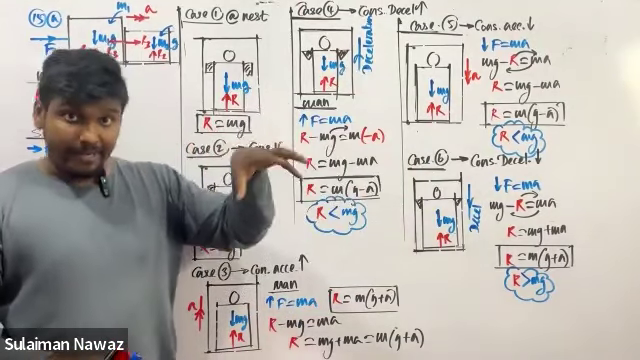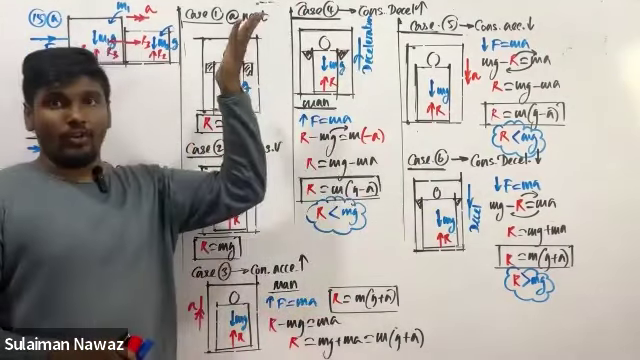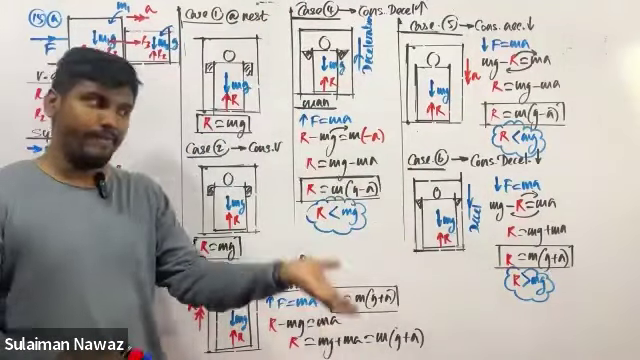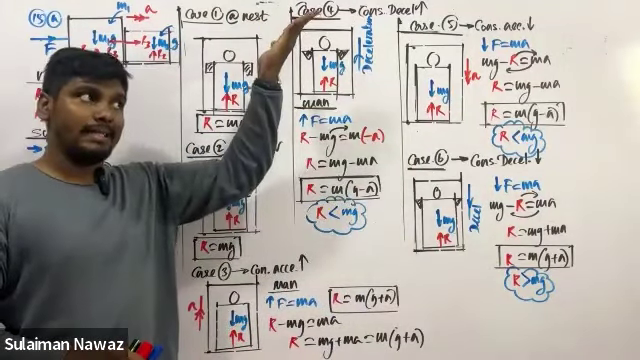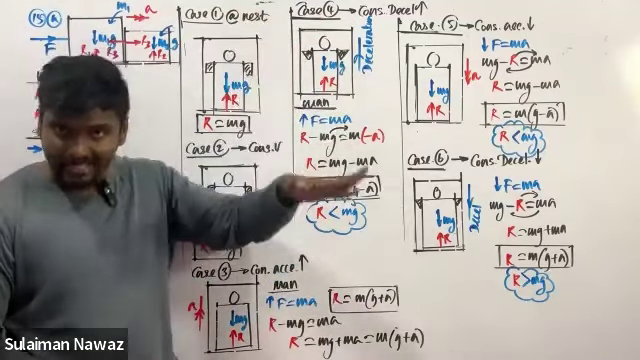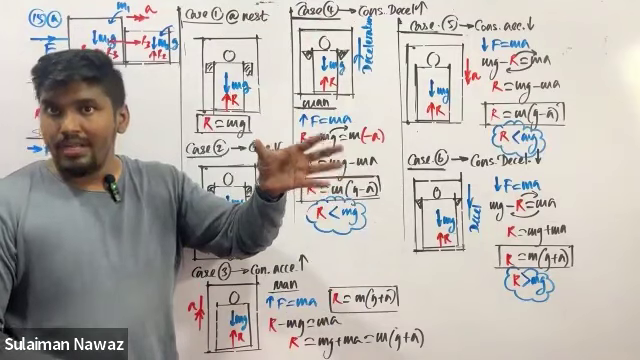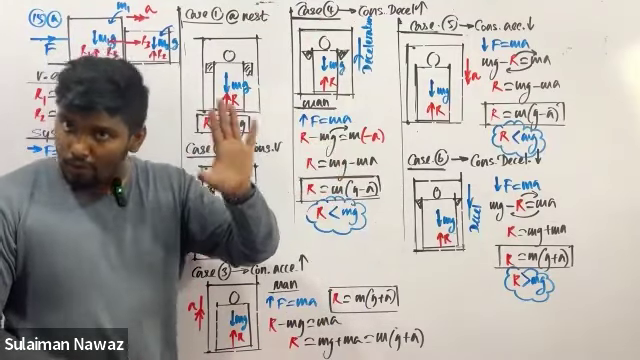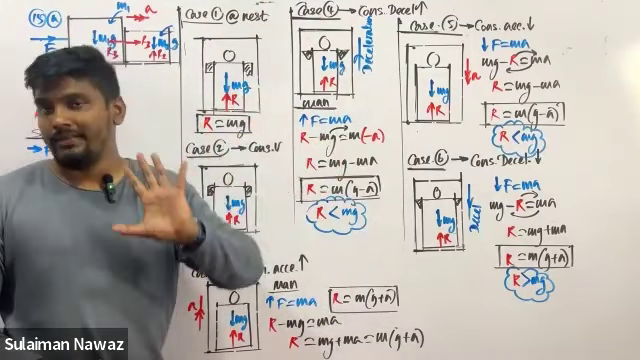If the lift moves with upward deceleration, that is, downward acceleration, with the same values, then the normal reaction force is smaller than the weight, mg minus.